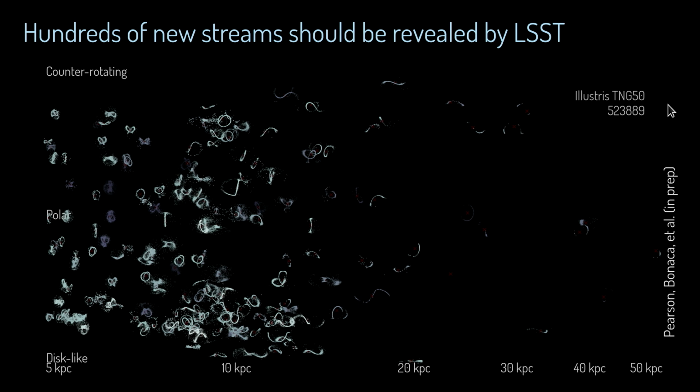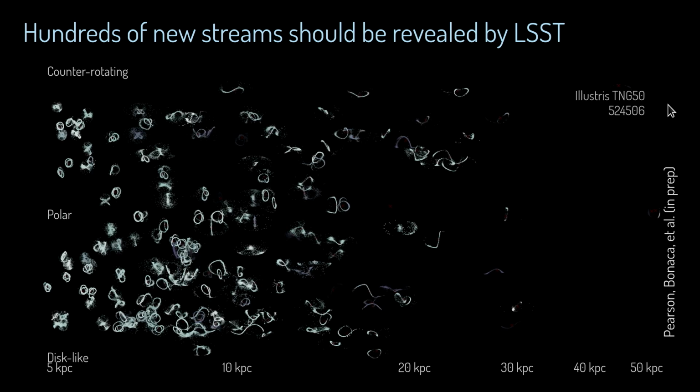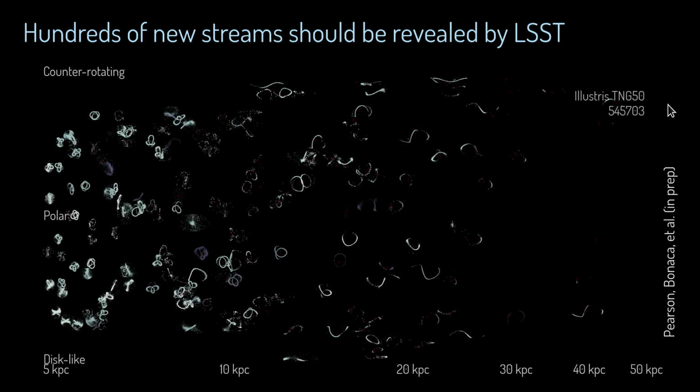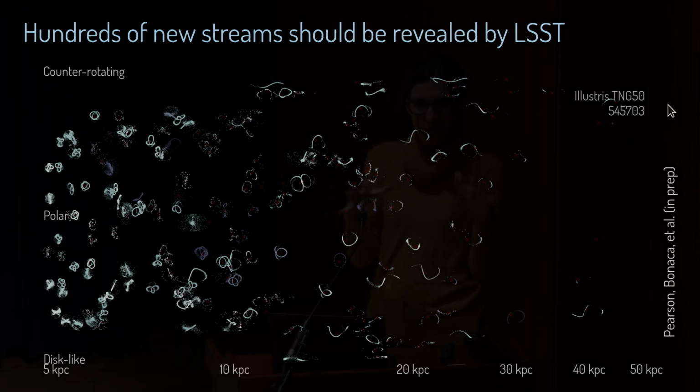And this is not a fluke of this particular halo. When we looked at some other halos with different mass accretion histories, we get pretty much the same picture. And so, okay, how do we deal with this? How do we transition from looking at streams one by one to really studying this entire population?